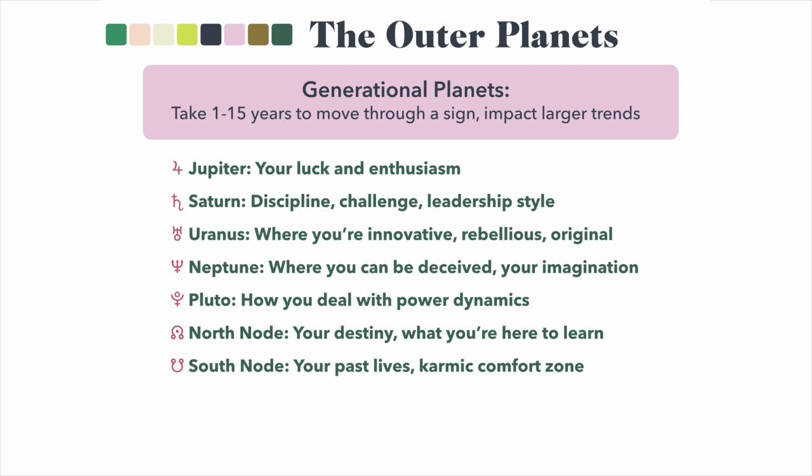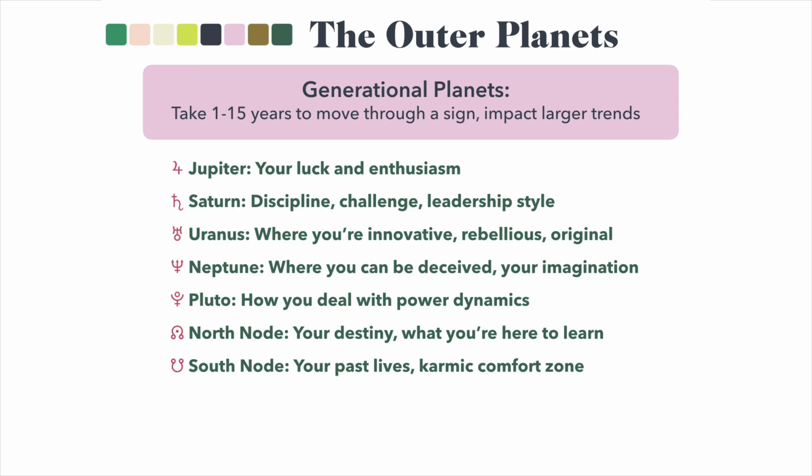Neptune will show where you can be gullible, where you can be a little bit of a sucker, so be careful with Neptune. But it's also what you get really swept away by, how you're enchanted or enchanting. And then Pluto shows how you deal with power dynamics. It can show, even in a chart, where you may have had some abuse or trauma or need to do some deep inner healing.